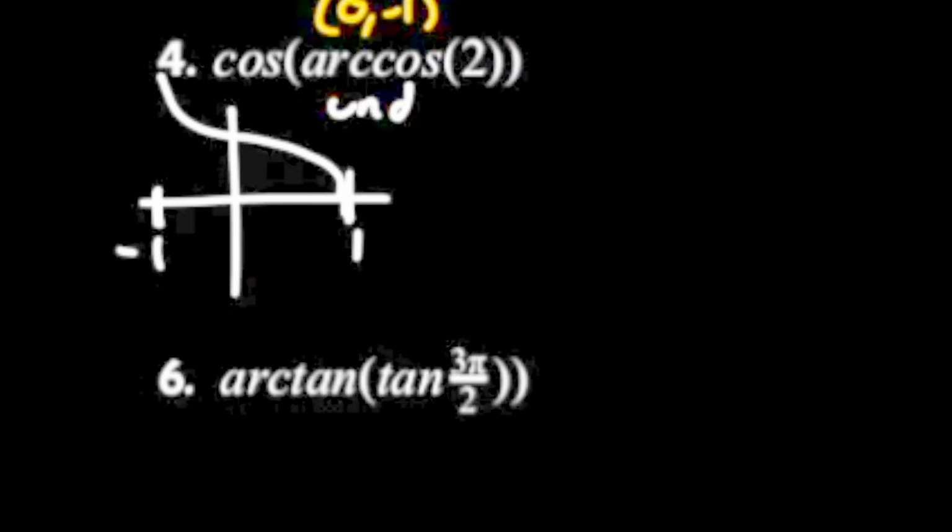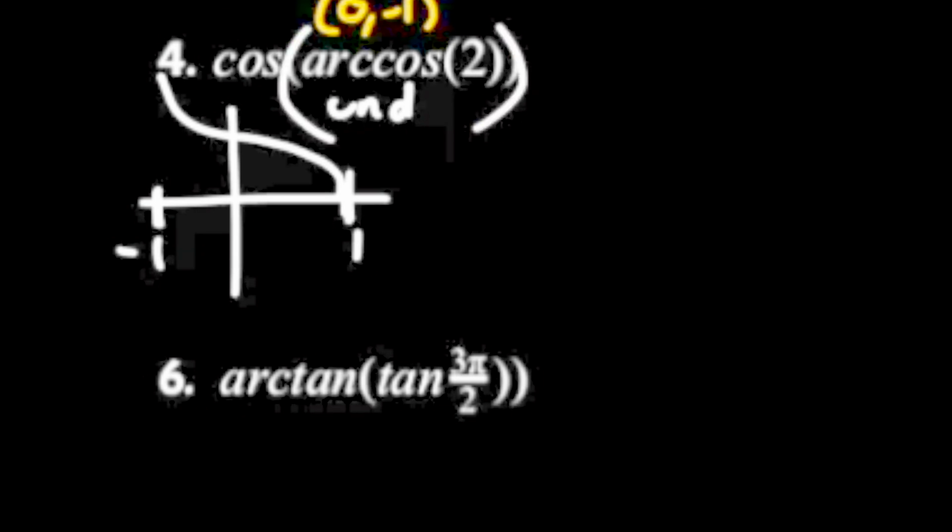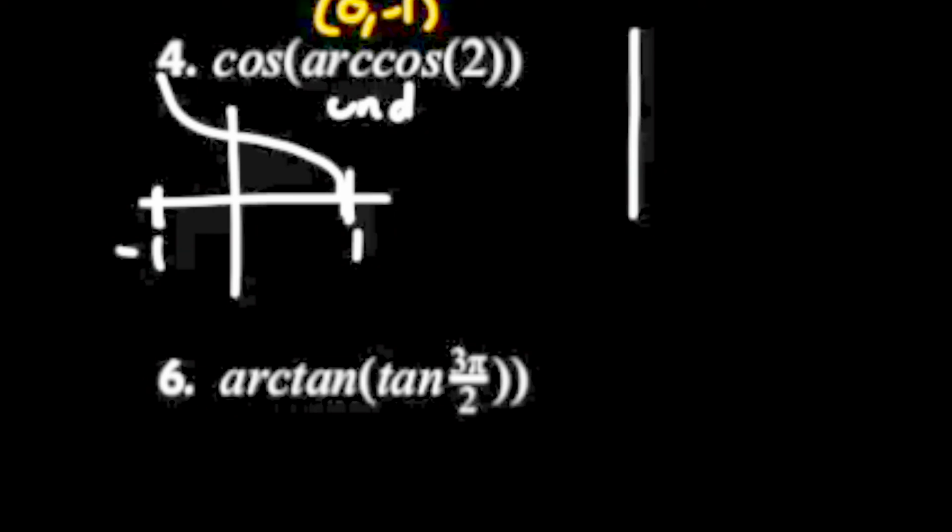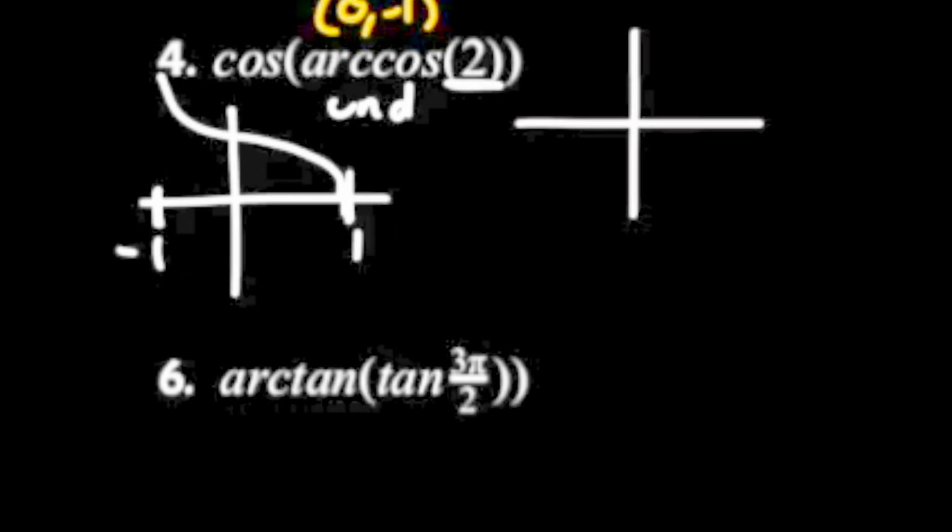So since the very first part of this problem is already undefined, we can't do the rest of the problem, because you can't take the cosine of undefined. But if you don't remember that just as a fact, that the input 2 is outside of the domain of arccosine, you could just think of it this way.